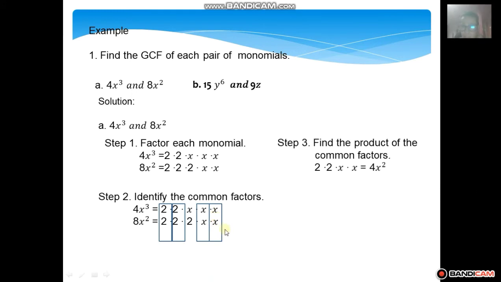Then step 3, find the product of the common factors. Meaning to say, we need to multiply the GCF of the numerical coefficients and the GCF of the variables. So 2 times 2 is 4, then x times x is x squared. So this is now what we call the greatest common factor of 4x cubed and 8x squared.